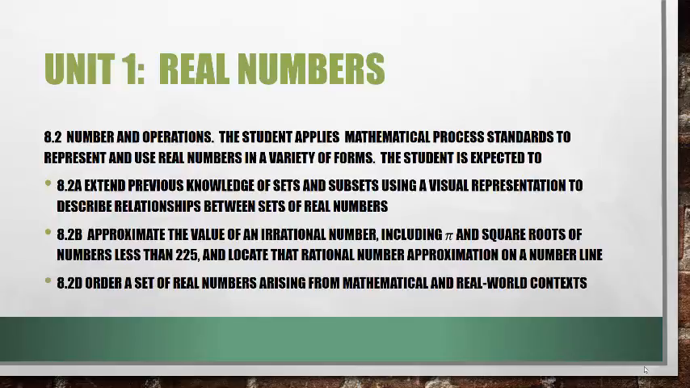Okay, Unit 1. I want us to start by talking about strands, knowledge and skill statements, and student expectations. Numbers and operations, that is called a strand. What follows that is called the knowledge and skill statement. The student applies mathematical process standards to represent and use real numbers in a variety of forms. What follows that is called the student expectation. And it even starts out by saying the student is expected to. And you'll see that we have 3 student expectations there under 8.2.